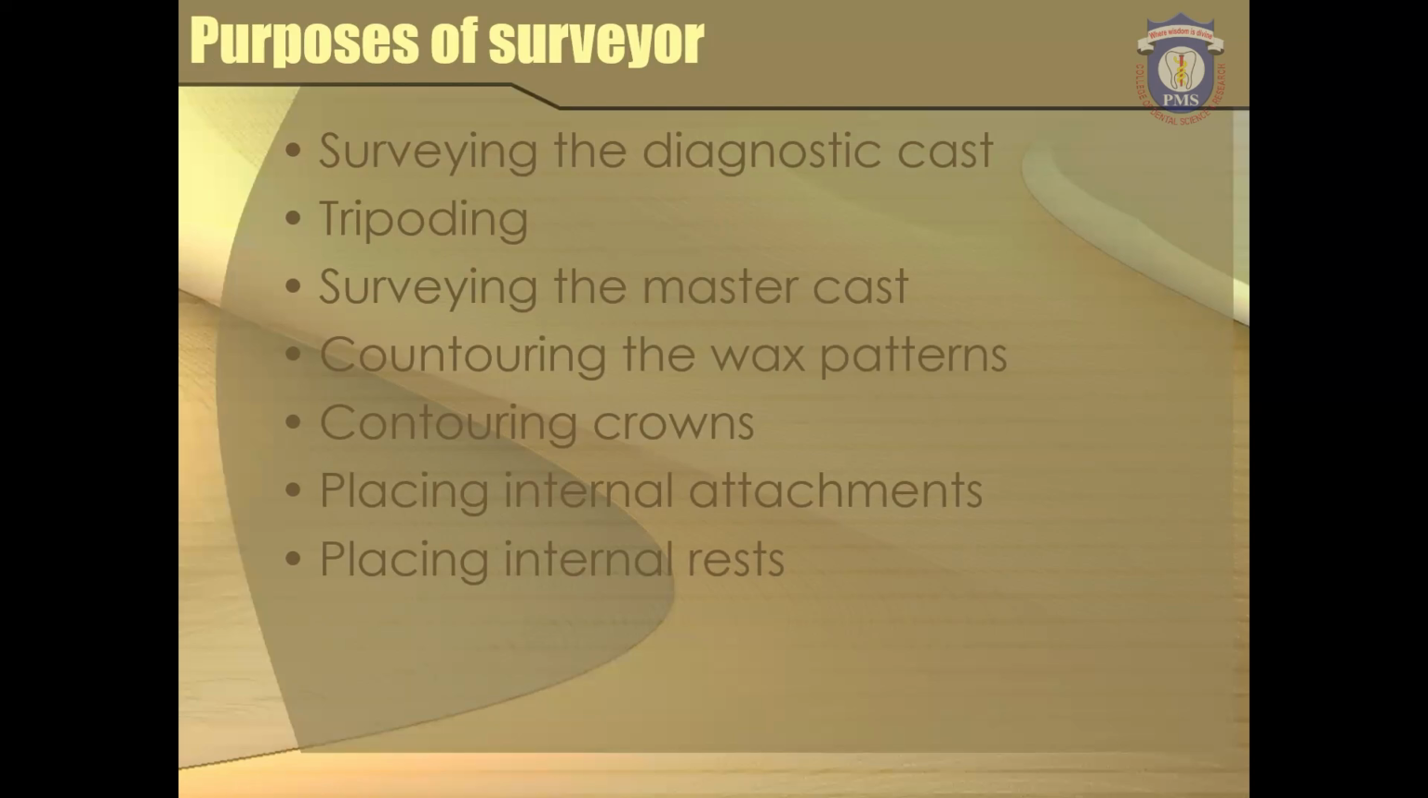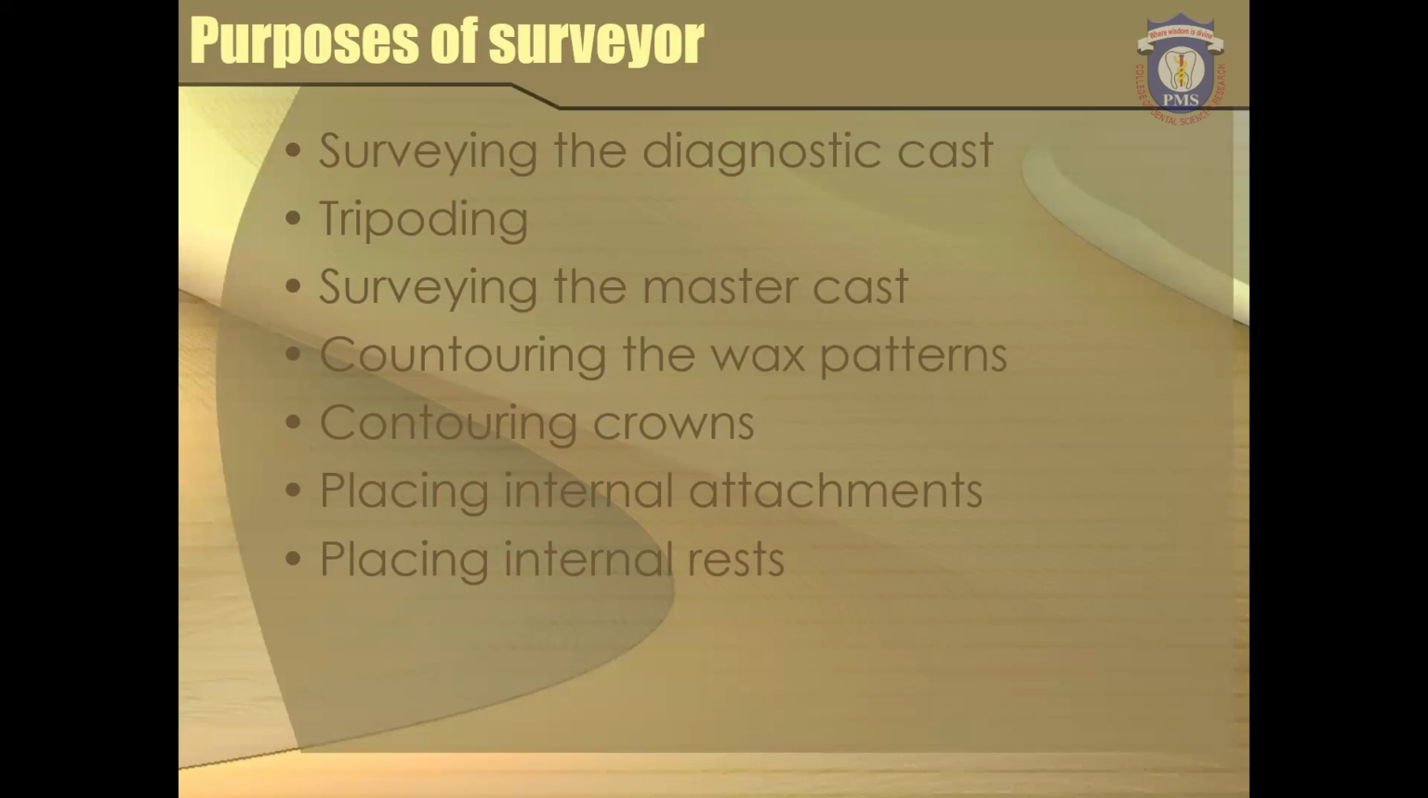So the cast will be tilted in a particular way to achieve a favorable path of insertion. So you need to replicate the same angulation in the master cast also during surveying. Replicating the same angulation onto the master cast, this procedure is known as tripoding. There are different methods by which tripoding can be done. I'm not going into the details of tripoding now. Just understand one thing. I'll give you one example.